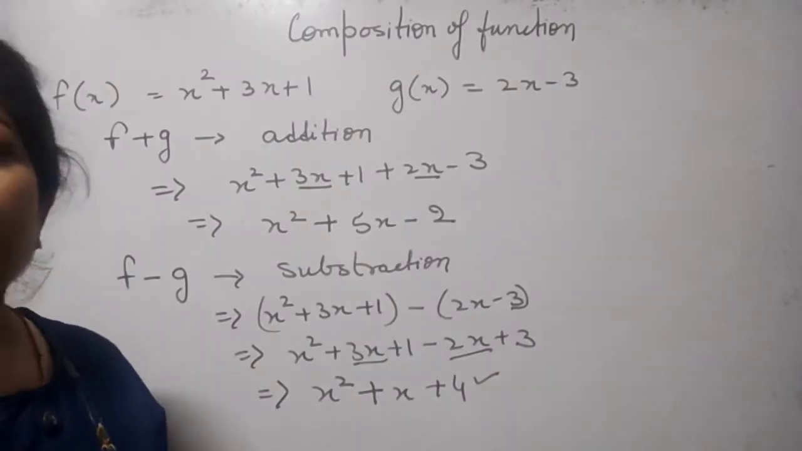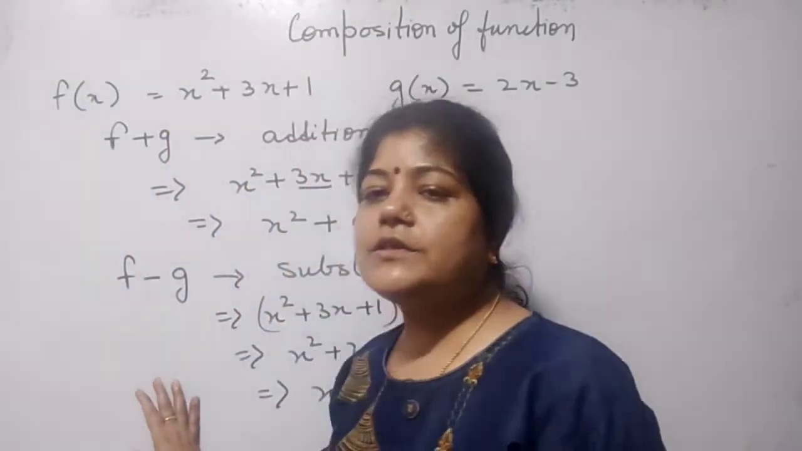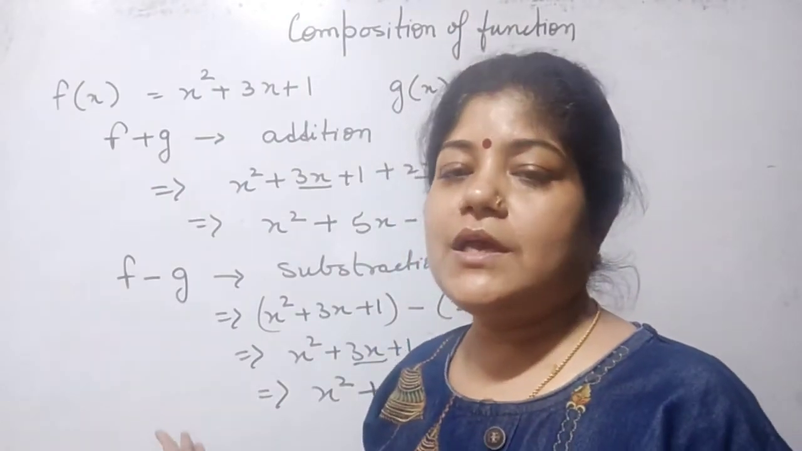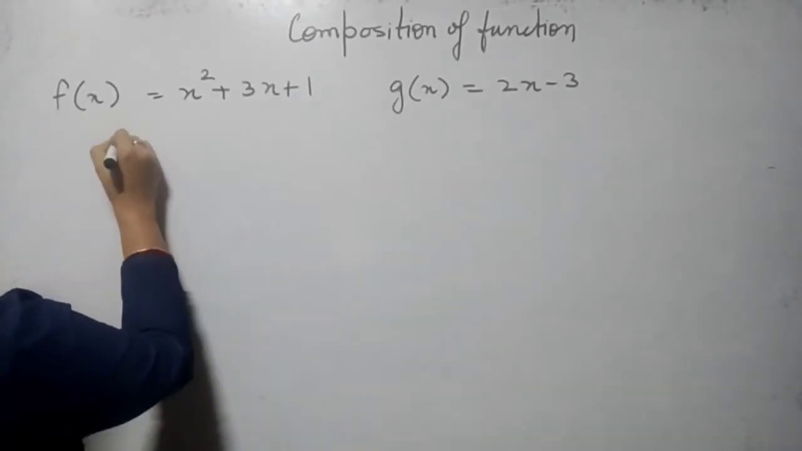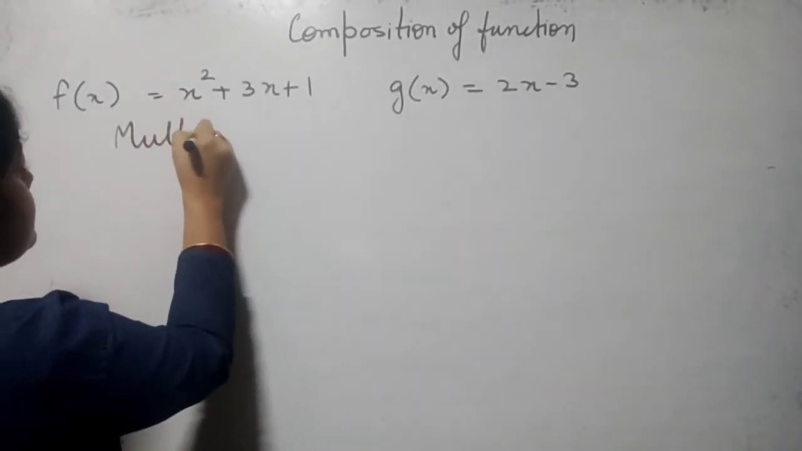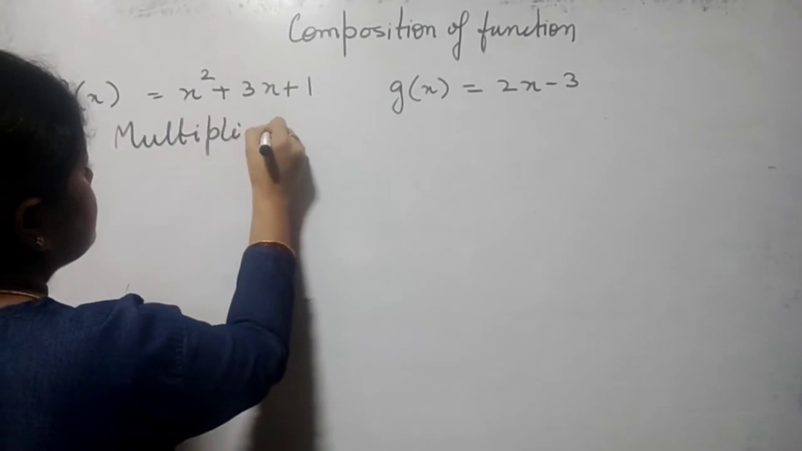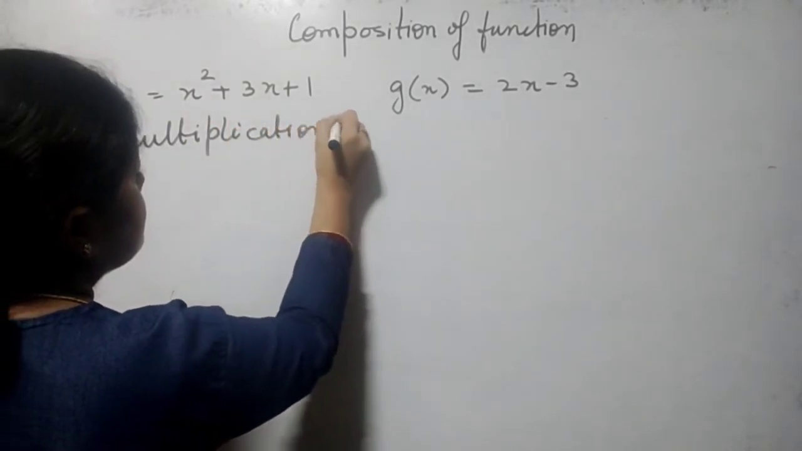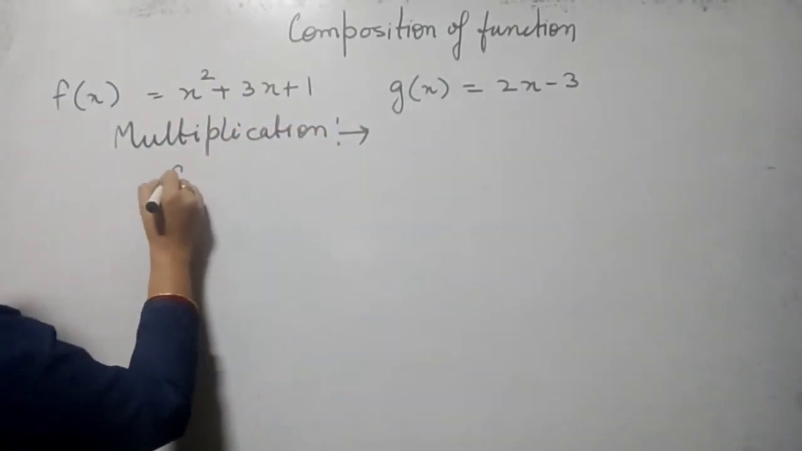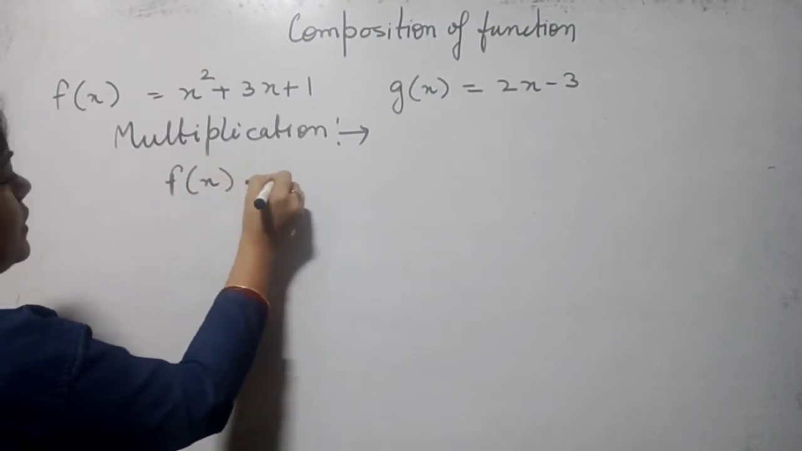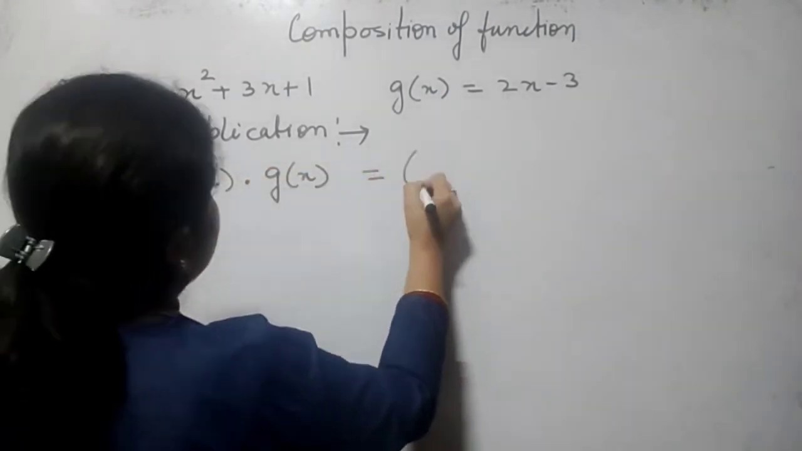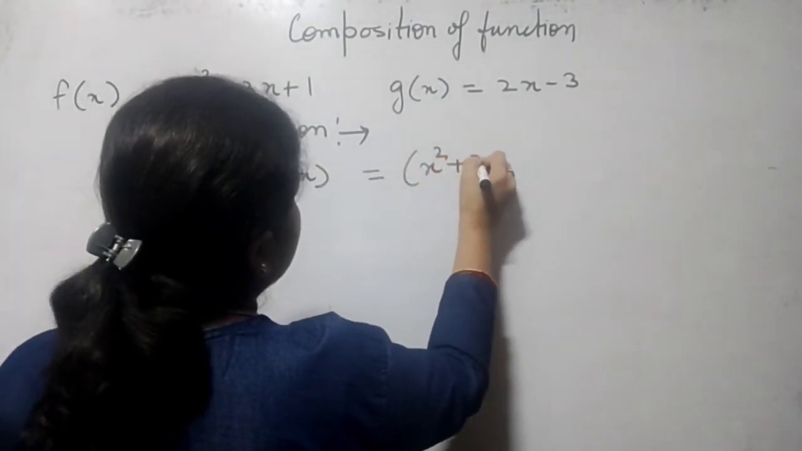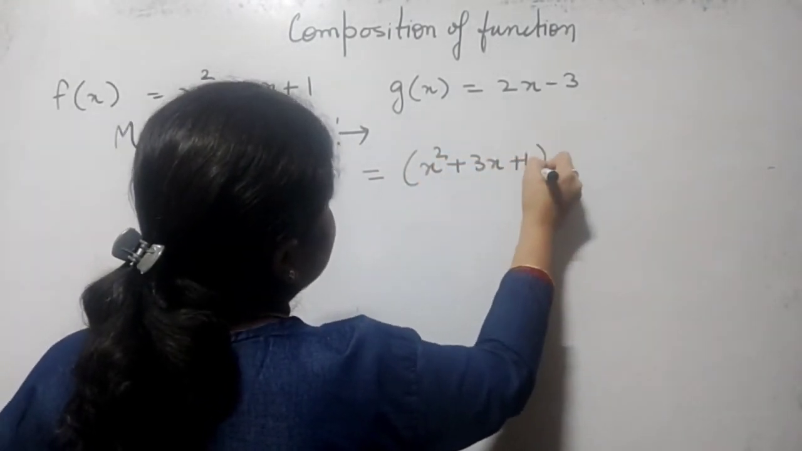Okay. Now we learn how to multiply two functions and how to divide two functions. After that, we also tell you some different types of more functions. Now multiplication of two functions. That means f(x) dot g(x). So as we multiply in algebra, we do in the same manner.